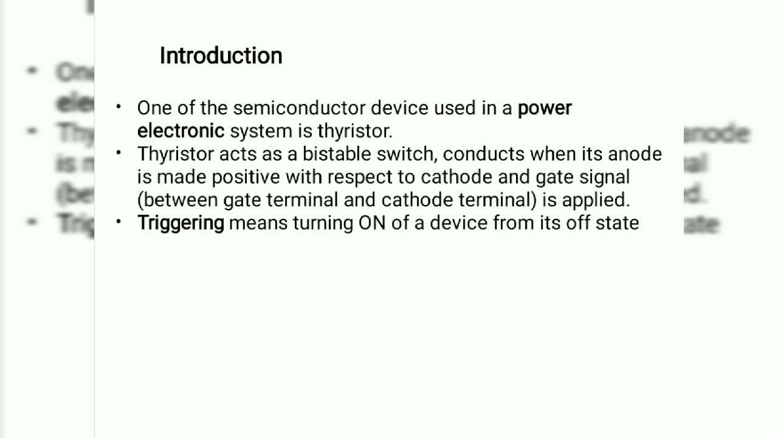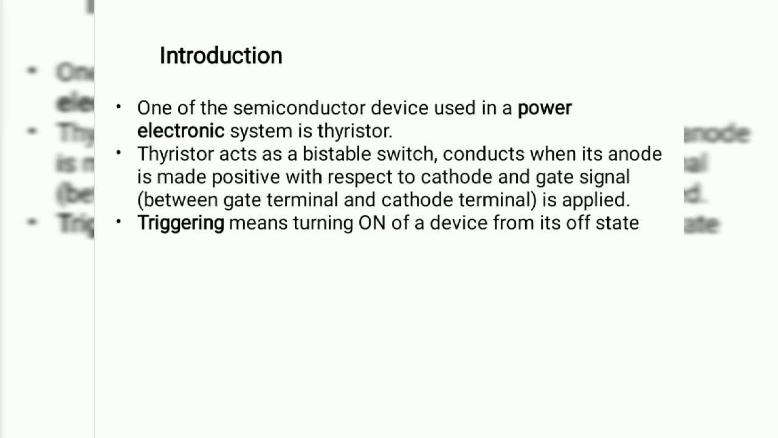Introduction. SCR is a three terminal device. It has an anode, cathode and gate. SCR conducts only when the positive terminal of the battery is connected to the anode and the negative terminal is connected to the cathode. Then SCR starts conducting, which means it is in the on state. Triggering is the process of turning on a device from its off state. Any process of turning on a device is known as triggering.